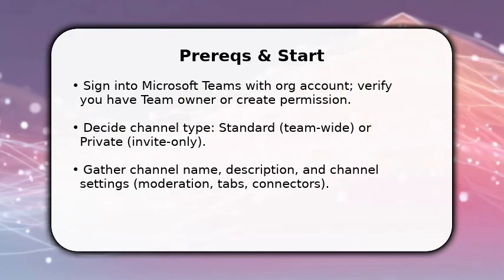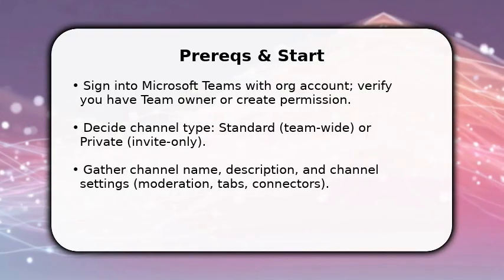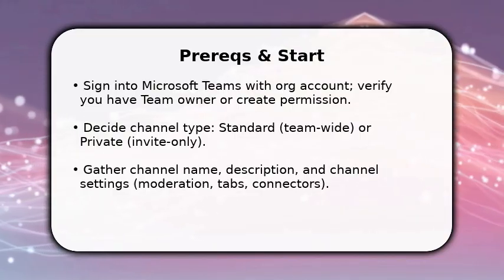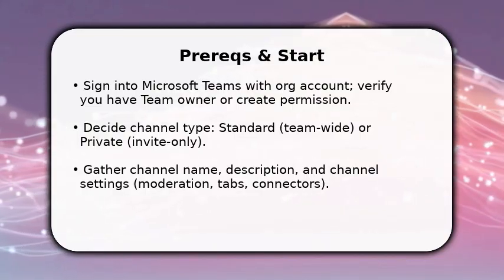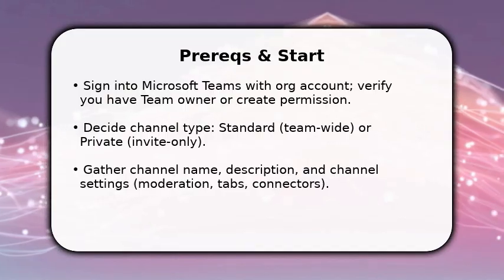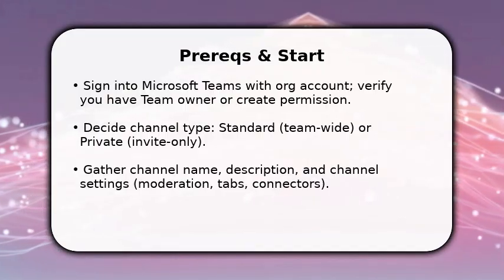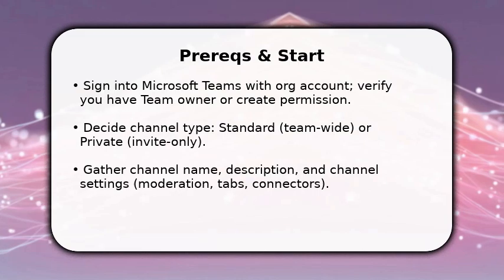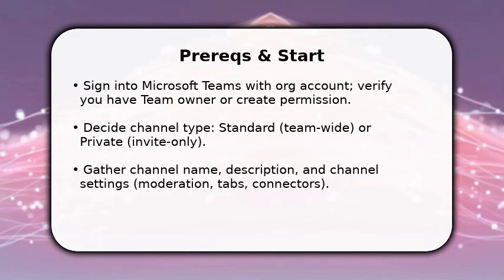Once done, set privacy and choose whether to auto-post an announcement. Make sure to gather any required permissions or owner approvals before proceeding. Now configure the channel's detailed options. If you picked private, add specific members and at least one owner.